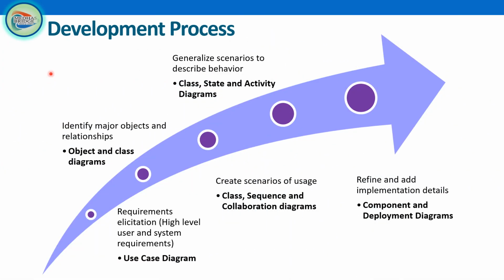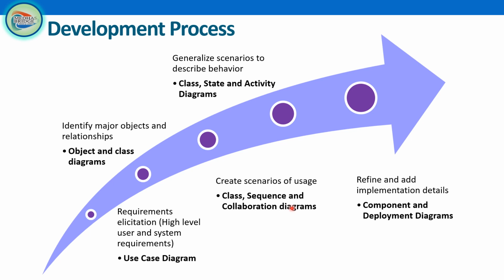Let's look at how UML will be leveraged during the development process. During the requirement elicitation phase, we use use case diagrams to gather the requirements at a high level. Then we start identifying the major objects and their relationships, making use of object and class diagrams. Create scenarios of use cases using class diagrams, sequence diagrams, collaboration diagrams.